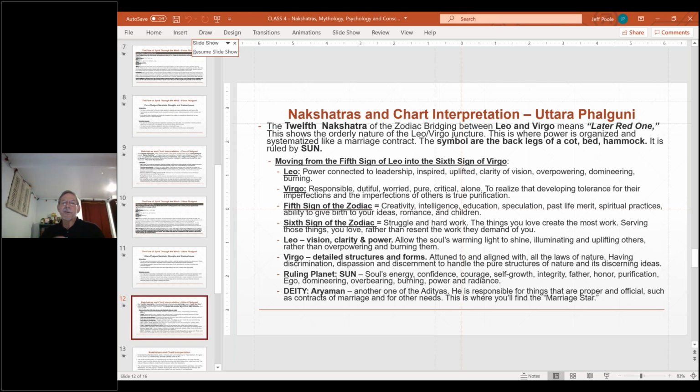And the deity Aryaman is responsible for the things that are all proper and official. So in the light of the sun, he's going to make sure that everyone will put forth their growth and their efforts and their commitment to really build out the difficult things that come once you marry yourself to something.